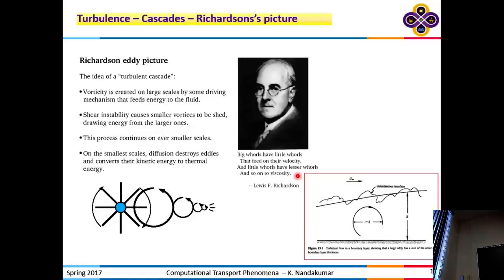This is a very famous fluid dynamicist, Lewis Richardson, and he wrote a poem, I guess. Is the poem there? Big worlds have little worlds that feed on their velocity, and little worlds have lesser worlds, and so on to viscosity. World is essentially a circulation, a cyclone kind of a thing. So you have large circulation that transfers the energy to smaller circulation, all the way down to very small scale where molecular diffusivity dissipates into heat.